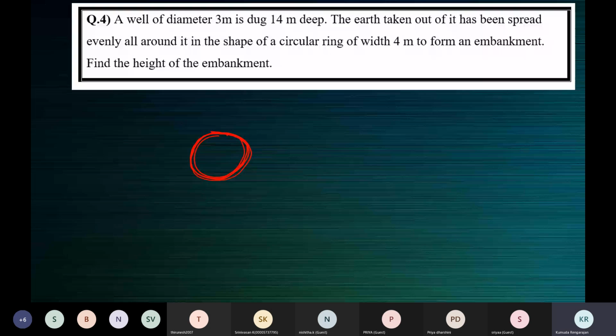And the wall also will be circular. But the wall has height, no. So it's not a plane figure, it's not a circle. The wall has a height. So the wall will be in the shape of a cylindrical shell. You have to visualize that.